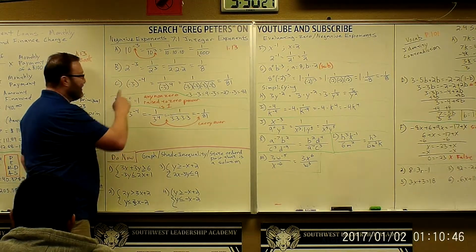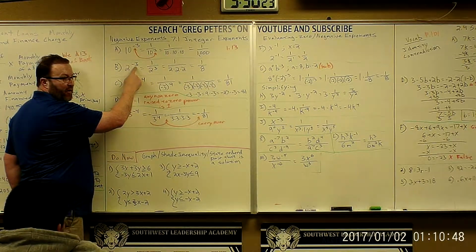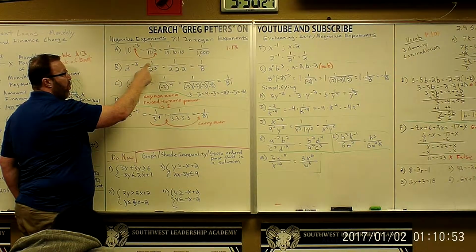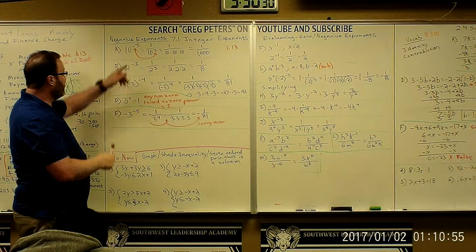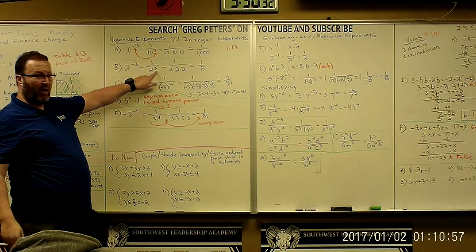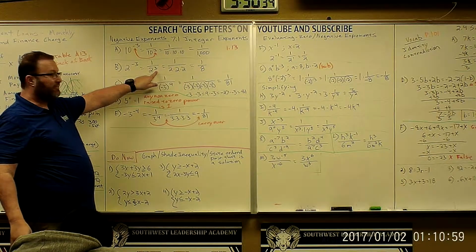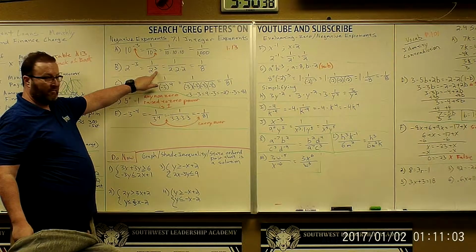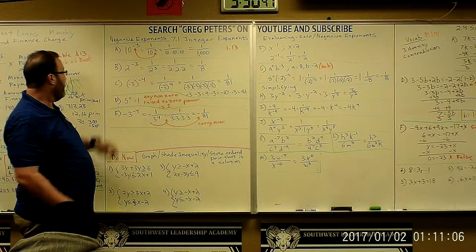So 2 to the negative 3. Same thing. 1 over 2 to the third, which gets rid of the negative. Are we clear? Oh, so you're just putting a 1 on the top of it? Correct. I'm turning it to a fraction. So whatever the number is, you're just turning it to a fraction and putting a 1.